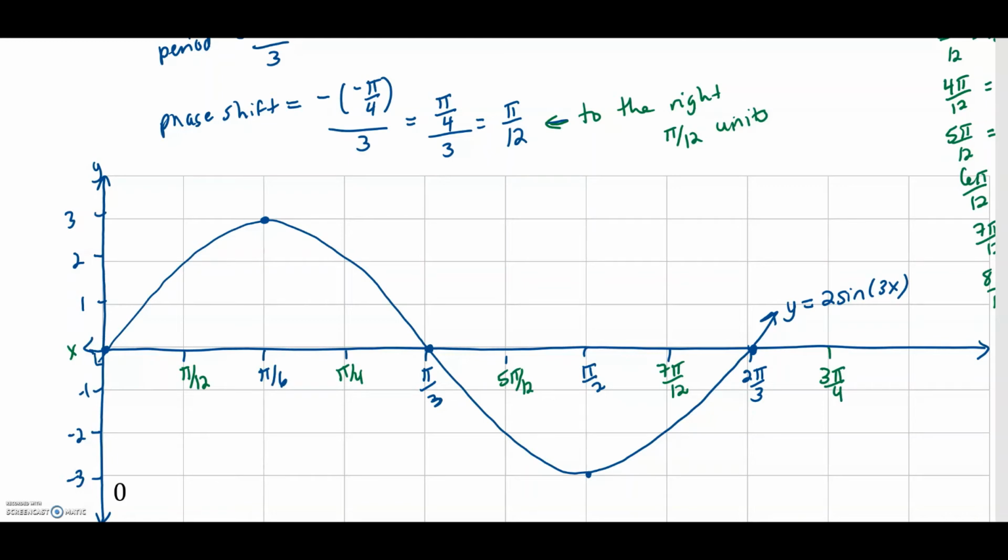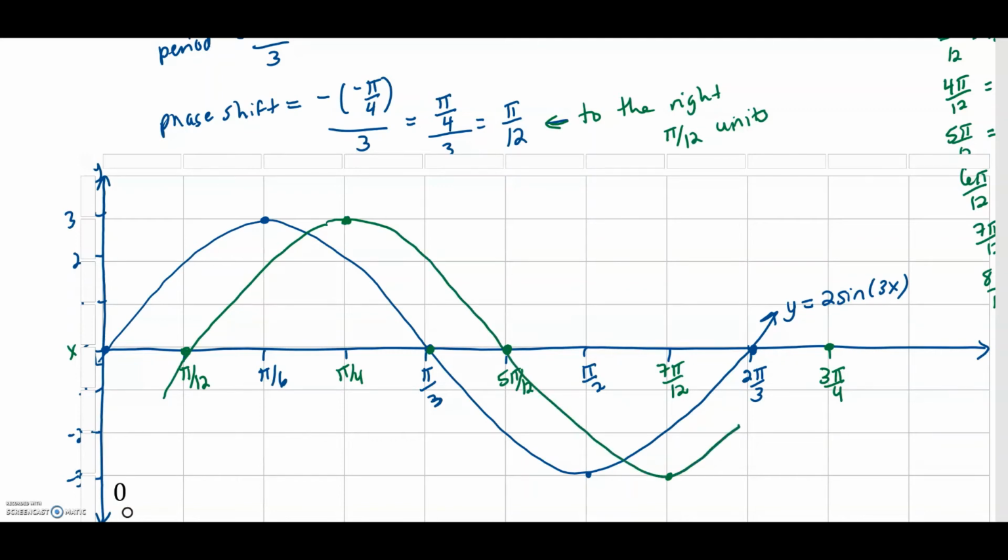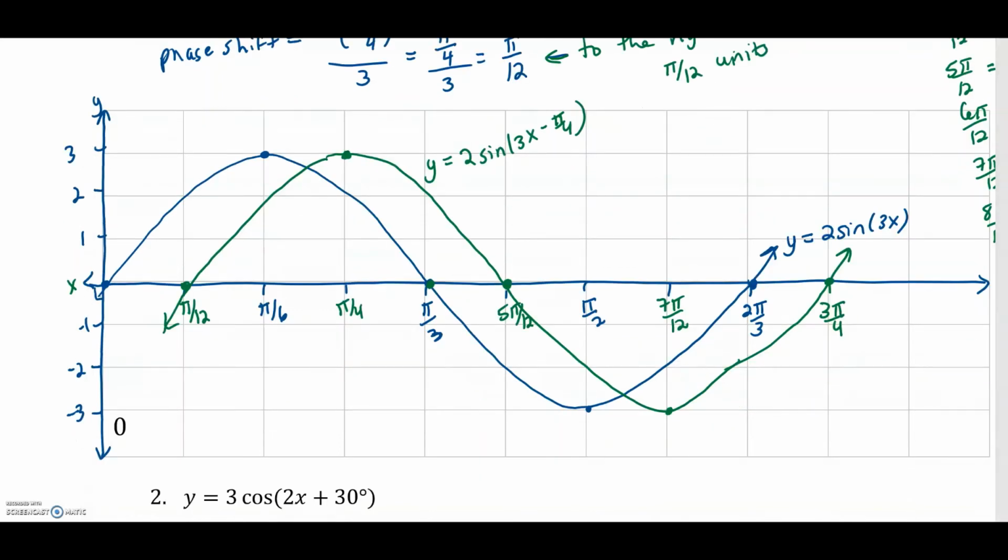When we shift each of the critical points to the right pi over 12 units, we end up getting the following values, and we can sketch our smooth curve to show the shifted graph. And the way that I've graphed this, it's not perfect, but you can get a good idea of what's happening with our equation. It's always a good idea when you do work like this to compare it to Desmos or some other graphing tool in order to check your work.